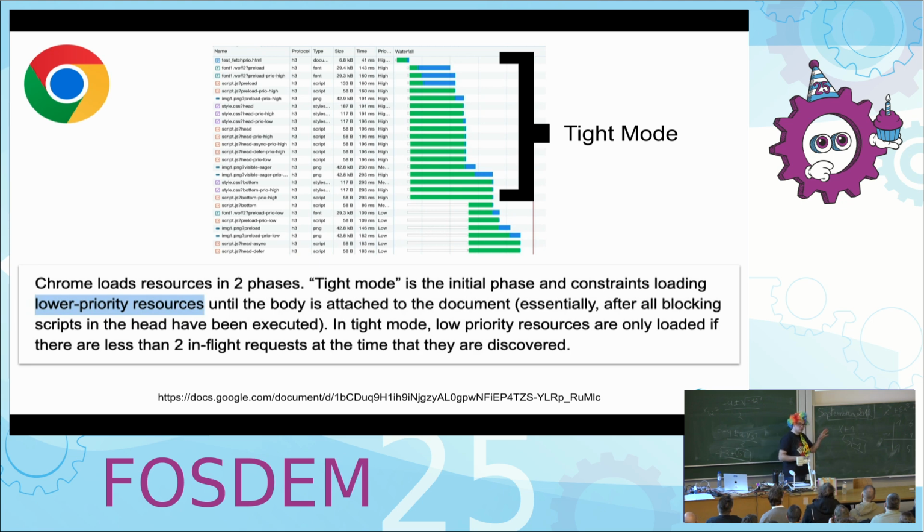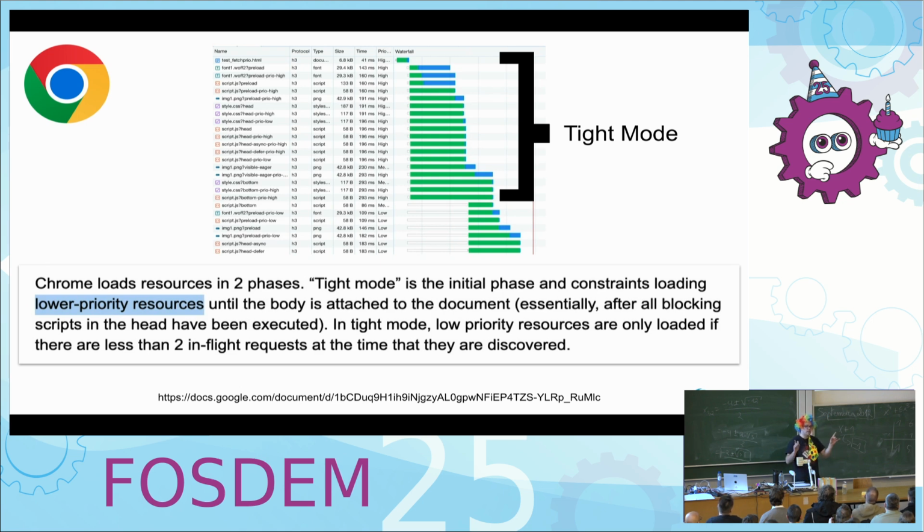So again, Chrome, for a long time, all we had was literally these 4 lines in that Google Doc. That's it. That's all you got. And we're going to read them now. They're not very intelligible. So Chrome loads resources in 2 phases. Tight mode is the initial phase and constrains loading lower priority resources. So it delays lower priority resources until the body is attached to the document. I have no clue what he's saying here.